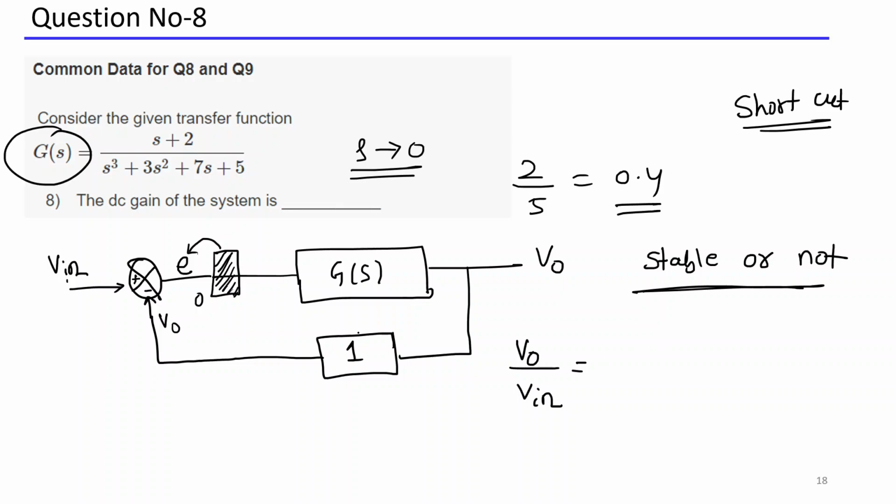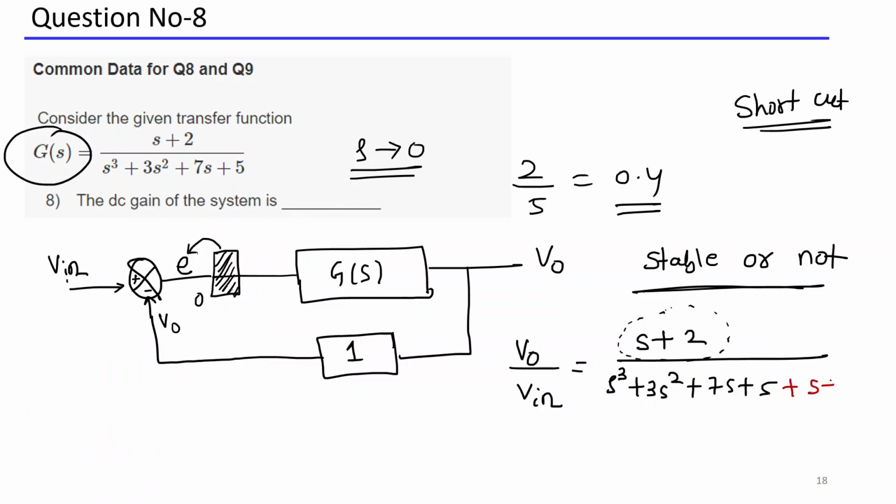Now if it is a unity feedback system, whenever you see one, always first write the G of S equation. What is the G of S given? S plus 2 divided by S cube plus 3S square plus 7S plus 5. Just copy the G of S equation, but you have to find the closed loop transfer function. For a unity feedback system, whatever the numerator is, S plus 2, you simply add it in the denominator. S plus 2 I am adding.